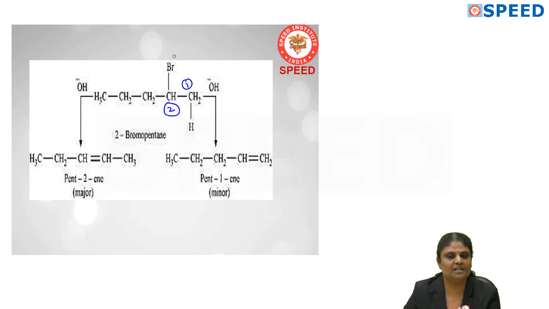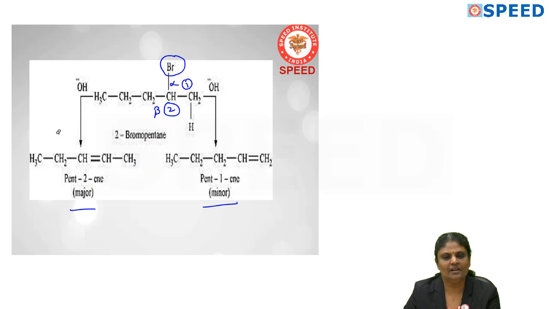I already explained the second carbon atom, the bromine is removed, alpha and beta. So this is alpha and this one is alpha and this one is beta. So beta elimination occurs. Here 2 products are formed, that is major and minor. So this is major and this is minor.